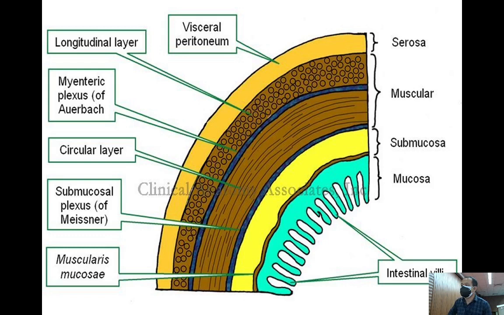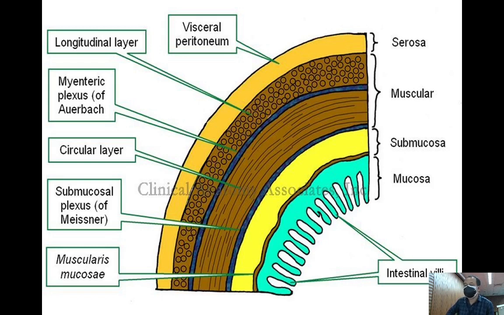But when you take a cross-sectional view of the wall of the gastrointestinal tract, the tubular structure, what you see is that it is made up of multiple layers, but the layers are divided into 4 parts. The innermost layer is called the mucosa, which is then followed by the submucosa. Then as you go outwardly, you have the muscular layer, and the outermost layer is the serosa. When you look at the mucosa, you will find that it is again made up of 3 layers. You have the innermost layer, which is formed by epithelial cells.